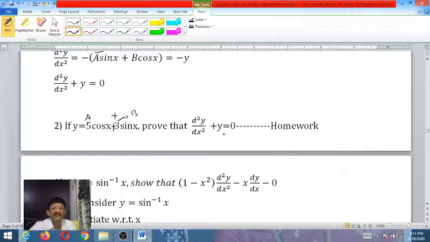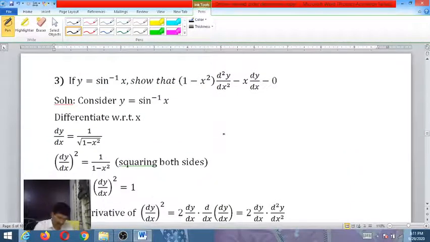Okay. Very simple one. If y equals sin inverse x, last year this problem was given for 5 marks. Show that 1 minus x square into second derivative d square y by dx square minus x into dy by dx equals 0. You consider y equals sin inverse x. Differentiate with respect to x. What is the derivative of y? It is dy by dx. Sin inverse x derivative, you must know, is 1 by root 1 minus x square.